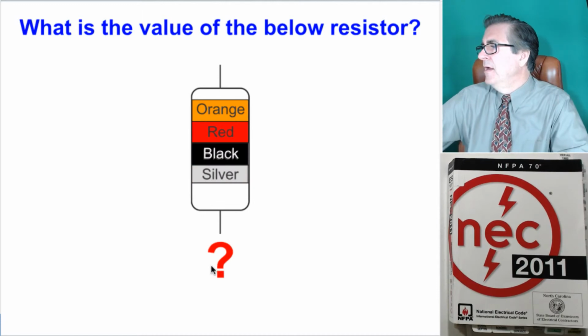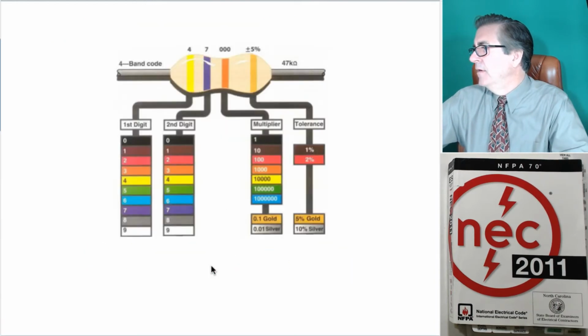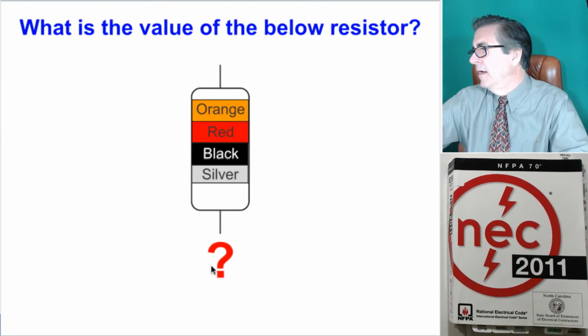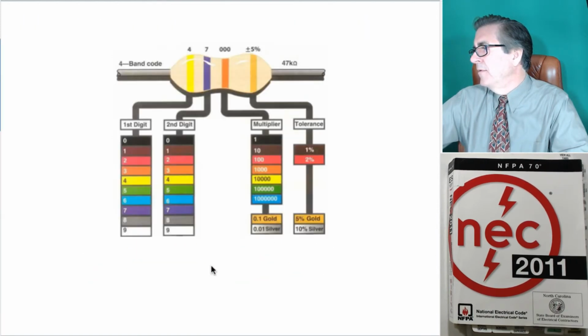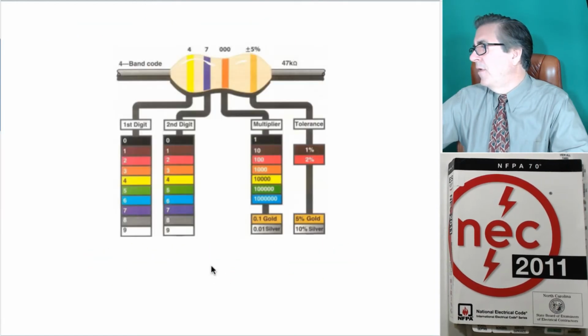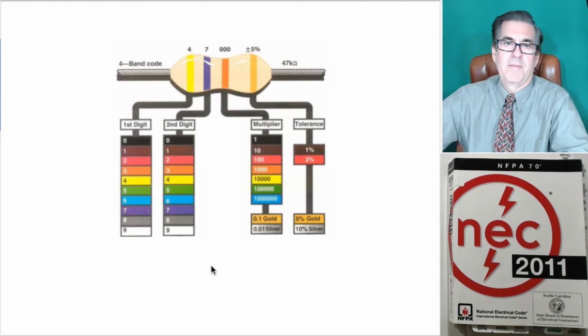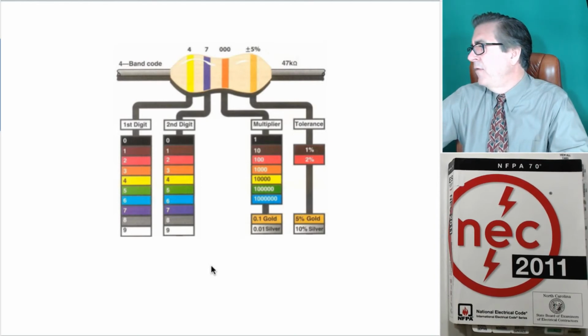Okay, let's do another one. What is the value of the below resistor? We've got orange, red, black, and silver. Let's work this together. Orange is 3, right? And red is 2. And what's our multiplier on that one? The multiplier is black. Black is 1, so you just multiply it by 1. Well, 1 times anything is going to give you whatever the number is, right? And then what was the tolerance on that? Silver, wasn't it? Yeah, silver, and that would be 10%.